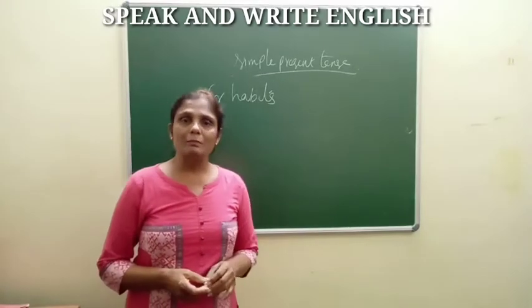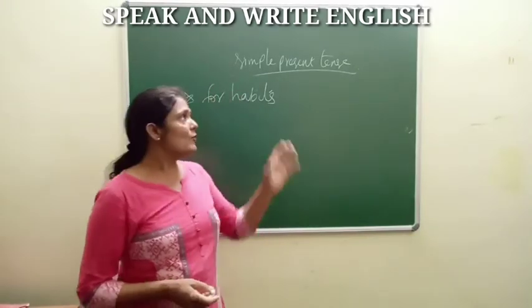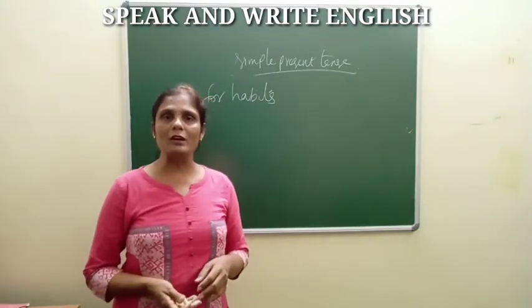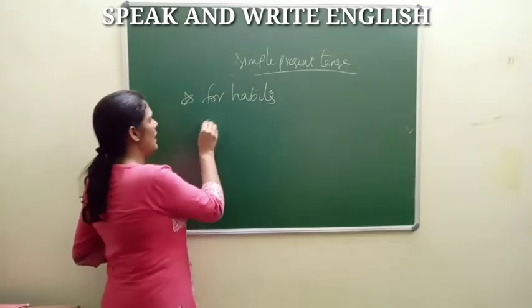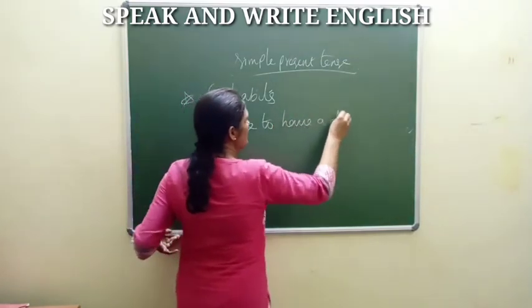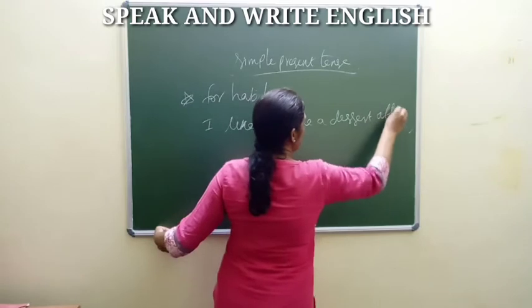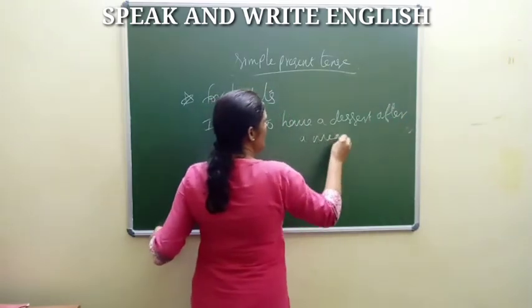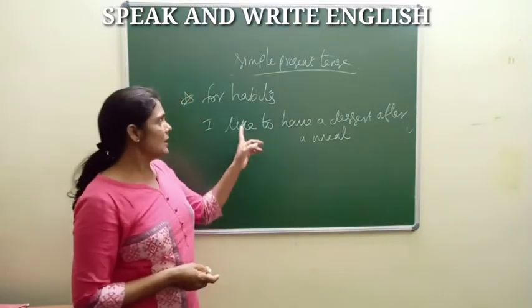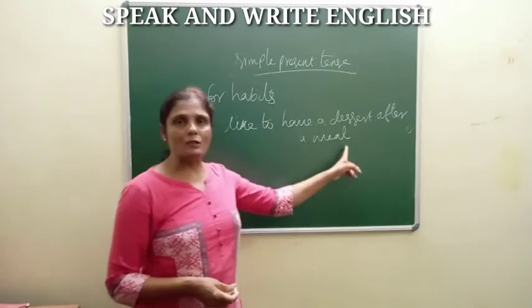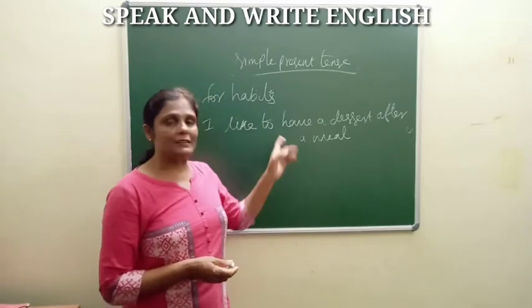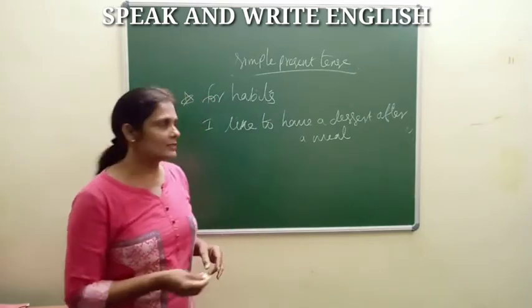present tense. Simple present tense is also used when we talk about a habit of a person. What as a habit, what we do on a regular basis. For example, I say, I like to have a dessert after a meal. That means it's my habit. As soon as the meal is over, I like to have a dessert. So when you are going to talk about the habits, that time we make use of the simple present tense.